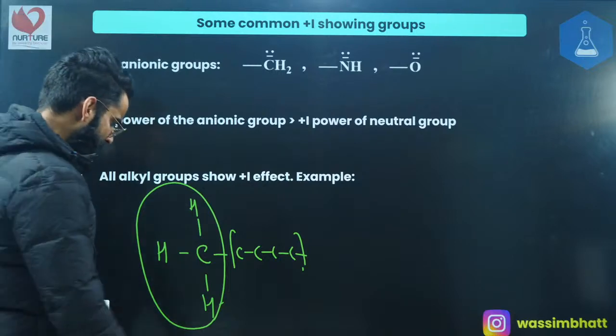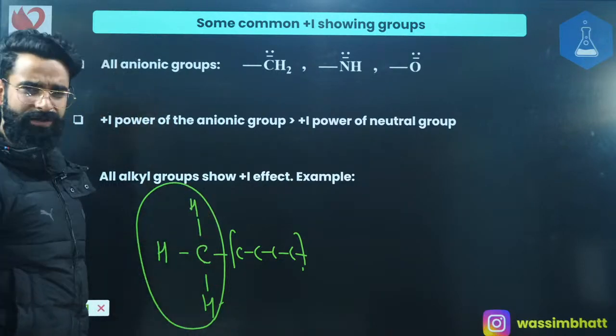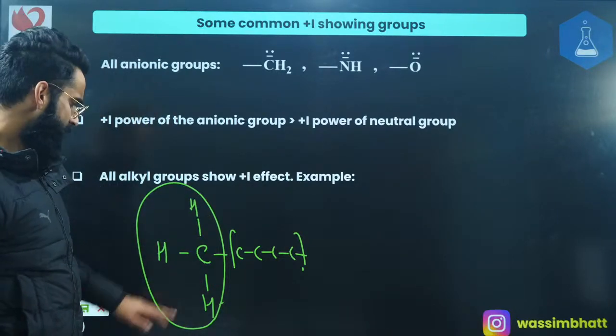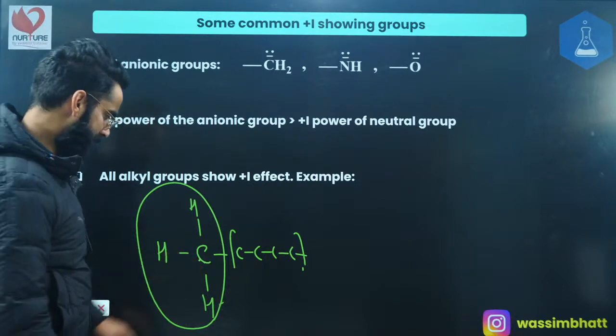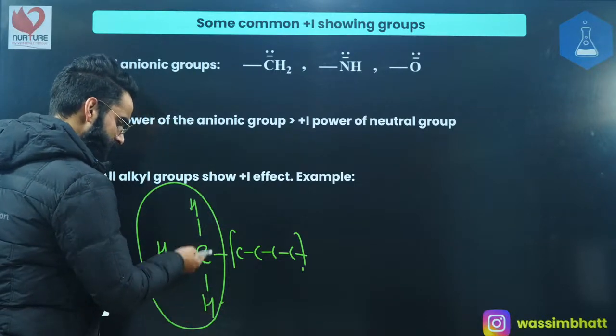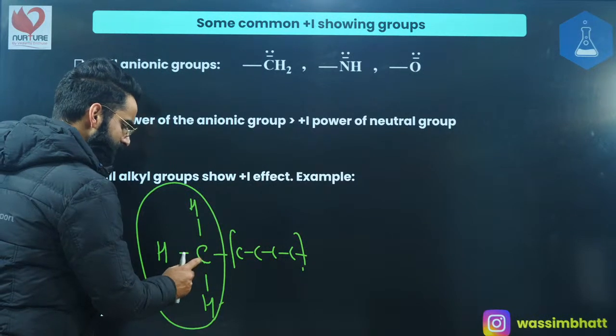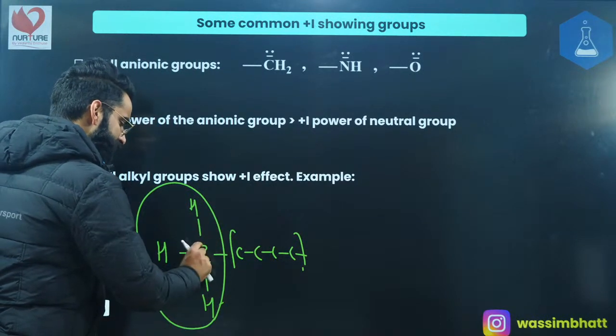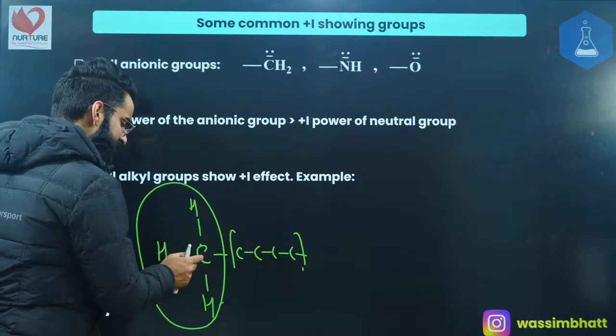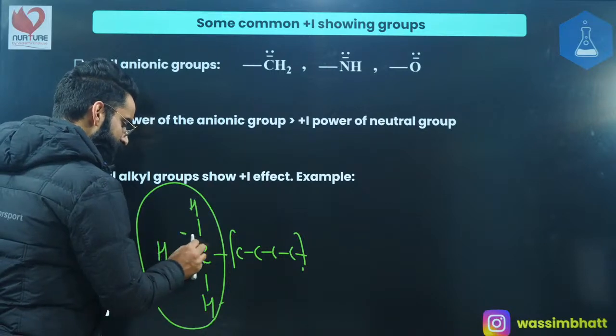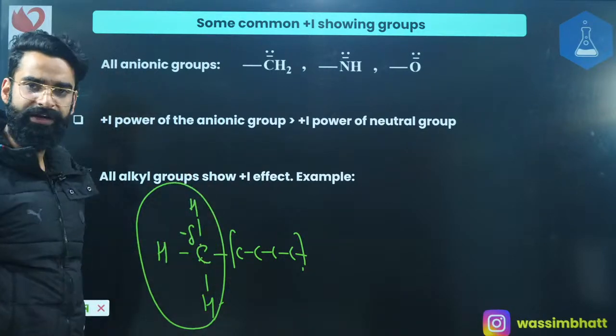If I ask you, among carbon and hydrogen, which one is more electronegative? You will say carbon is more electronegative. If carbon is more electronegative, it will attract the bonded pair of electrons towards itself. So delta negative on this carbon due to this bond. Similarly, delta negative on the same carbon due to this bond. Delta negative on this carbon due to this bond, right? So this carbon attains overall negative charge, right?